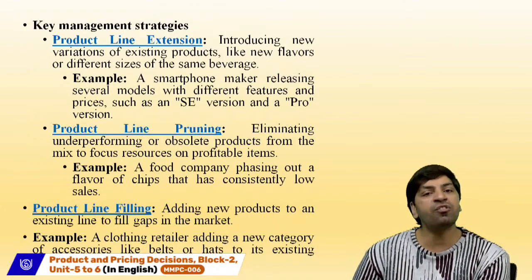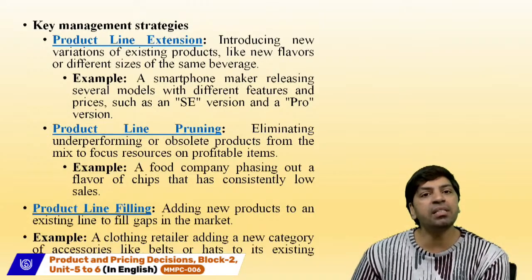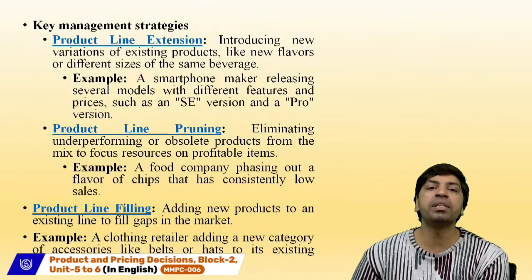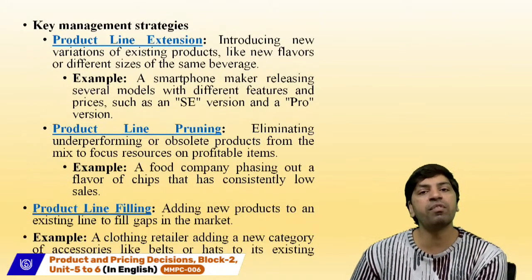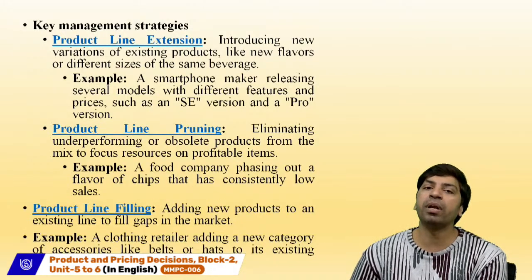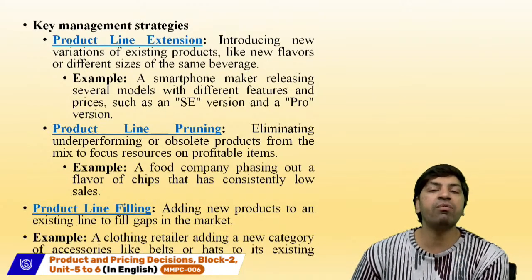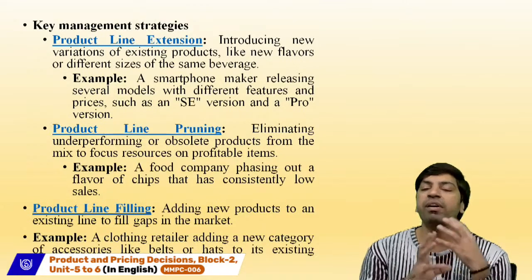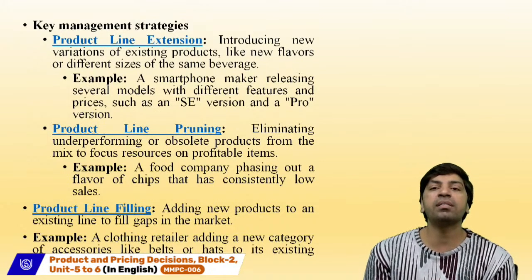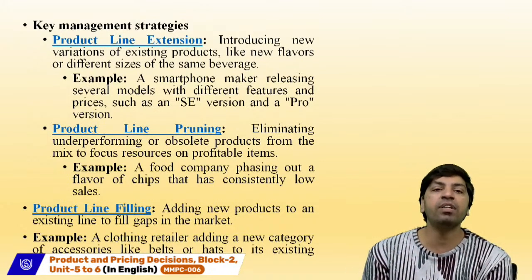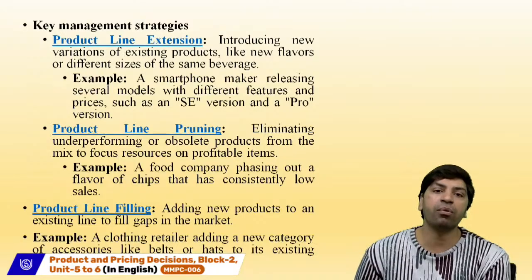The second strategy is product line pruning. Eliminating underperforming or obsolete products from the mix to focus resources on the profitable items is called product line pruning. Like a food company phasing out some flavors of chips and coming up with new variants, so that customers are more interested in tasting new flavors, and it leads to more sales. That's called product line pruning.